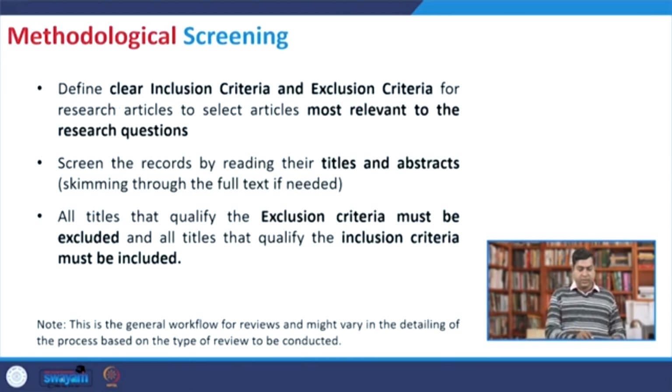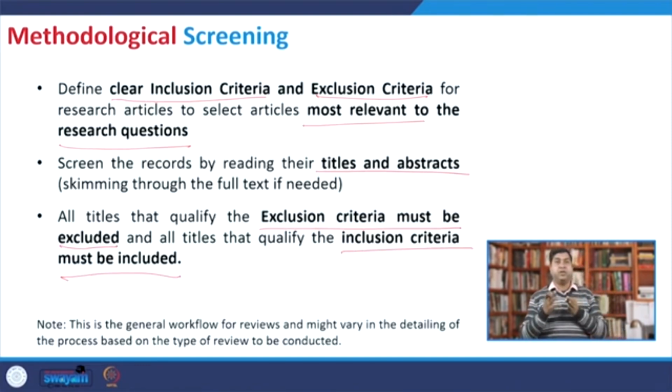So, in the methodological screening, you have the clear inclusion criteria and exclusion criteria, and also you go for the most relevant research question. To achieve that, you need to have this kind of inclusion exclusion criteria. In this particular case, you can first look at the title and abstract. When it is done, then you apply the exclusion criteria, which must be excluded, and inclusion criteria, which must be included, to identify the most important aspect. So, as I say, this should have this component, this should not have this component. So, this is very important.